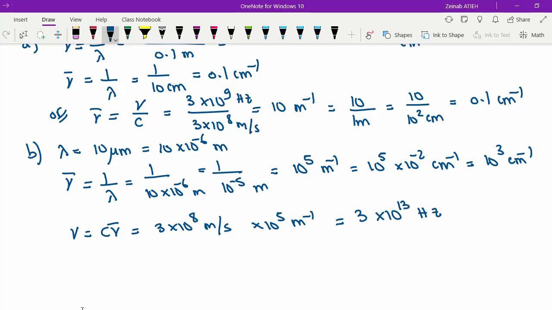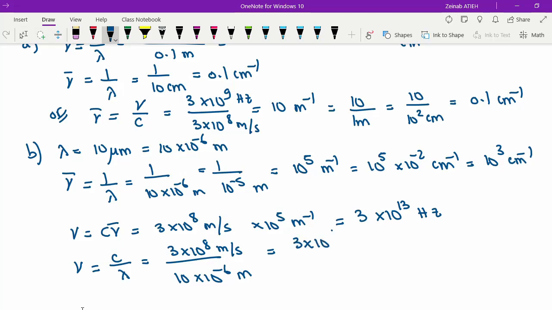If someone wants to use the basic formula, nu equals c over lambda, it will give the same answer: 3 times 10 to the power 8 over, this is in meter per second, over lambda in SI unit, it's 10 times 10 to the power minus 6 meter. This will give us 3 times 10 to the power 8 over 10 to the power minus 5, and it's the same 3 times 10 to the power 13 hertz. You can see that both methods agree.